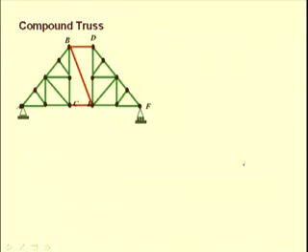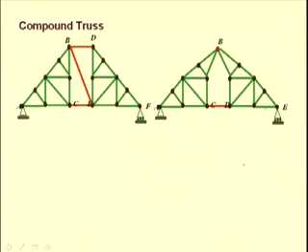There is another configuration by which it is also possible to connect the two simple trusses. Here you see another compound truss. The two simple trusses are A, B, C and B, D and E, and here they have been connected by a pin at B and a member CD, and this combination also results in a rigid connection of the two simple trusses.